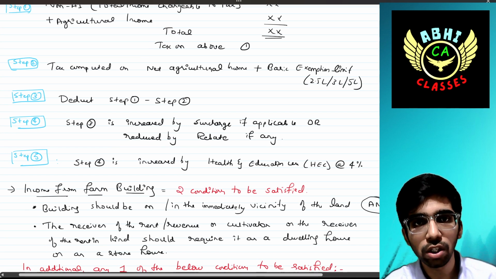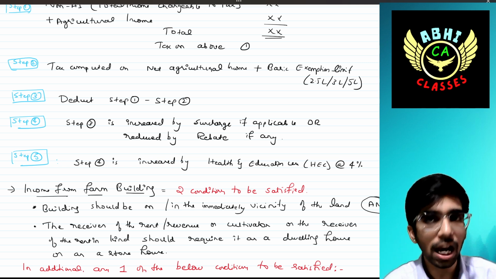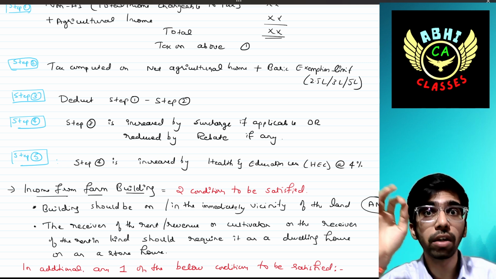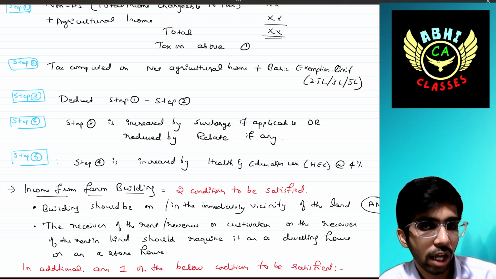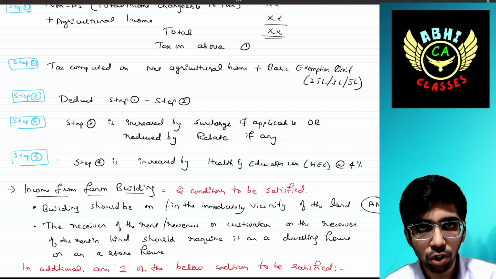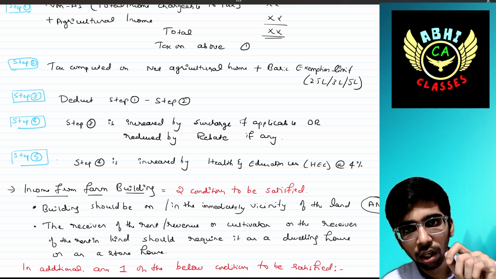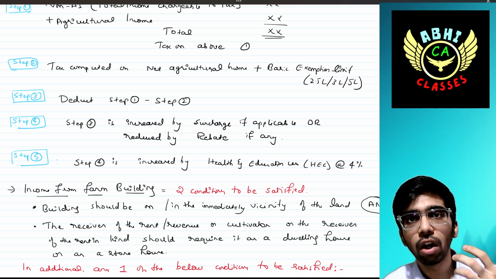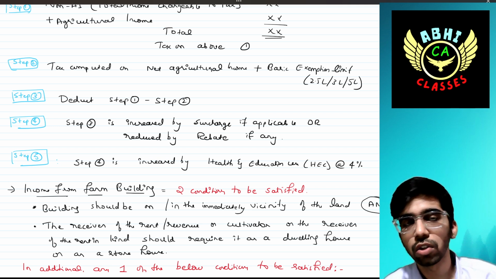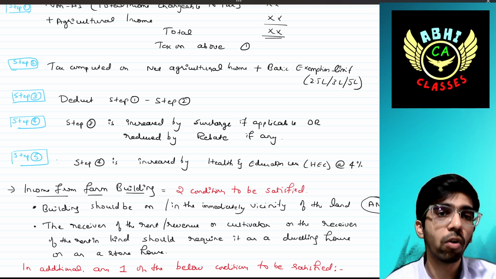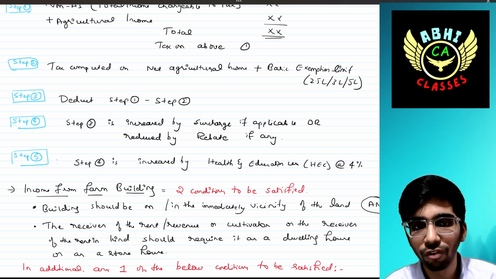Next, step 3: add surcharge if applicable. If surcharge is applicable, you need to add that, and marginal relief also we have to see. Then reduce by rebate, if any. If the income is less than 7 lakh in case of the new tax regime, the rebate should be seen, in case of residents only. In case of not opting 115BAC, under the slab rates, if the income is up to 5 lakh, the rebate is also to be considered. Then step 4, the last step, is to increase by health and education cess of 4%.